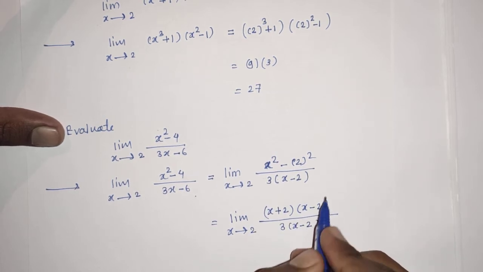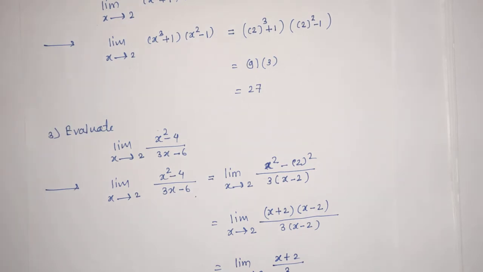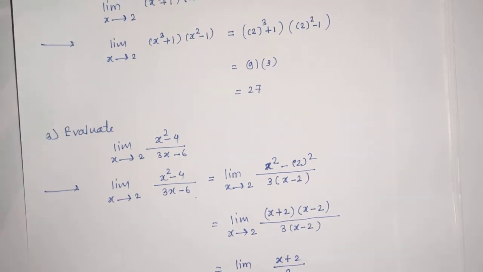So x minus 2 gets cancelled. The remaining terms are the limit as x tends to 2 of x plus 2 divided by 3. Now if we put x equals 2, we get 2 plus 2 is 4, and 4 by 3 is the limit of the given function.